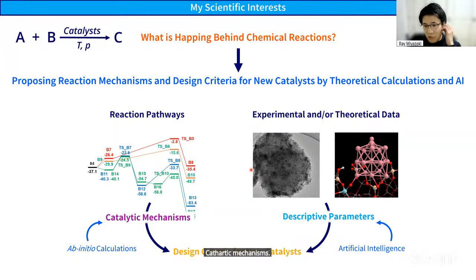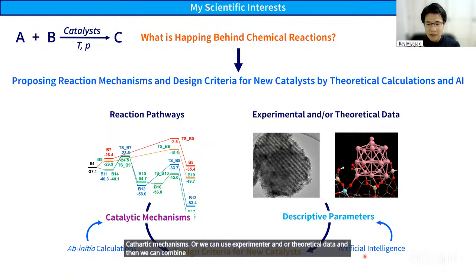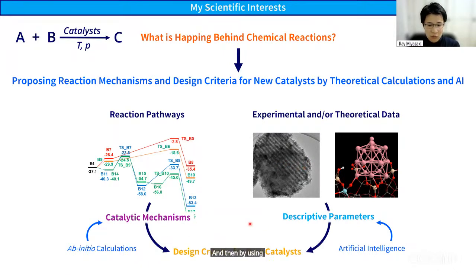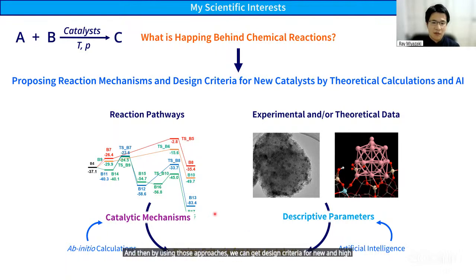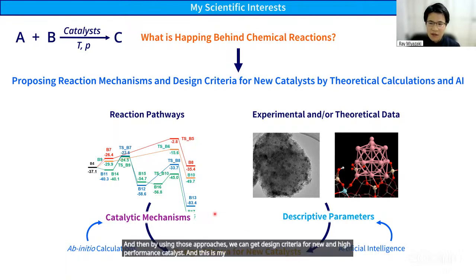Or we can use experimental and theoretical data, and combine those data by using artificial intelligence, and then we can get descriptive parameters that correlate with the target catalytic performance. And by using those approaches, we can get design criteria for new, high-performance catalysts. This is my main research topic these days.